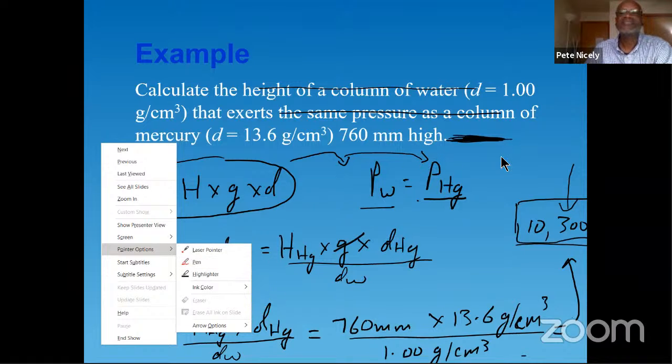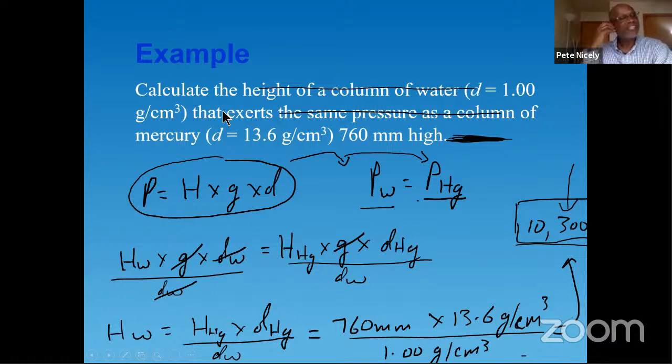Okay, now this question here is the question that explains why mercury is the liquid of choice when it comes to instruments such as the barometer or the manometer, all right? So the question says you're to calculate the height of a column of water, and it gives the density of water, which is 1.00 grams per cm cubed, that exerts the same pressure as a column of mercury, the density of which is 13.6 grams per cm cubed, 760 millimeters high, all right?